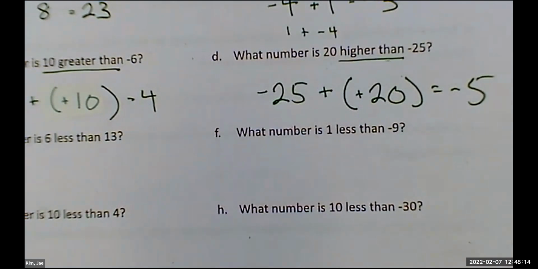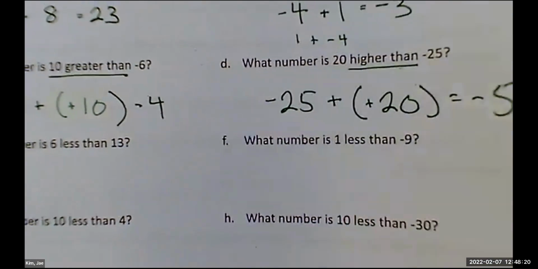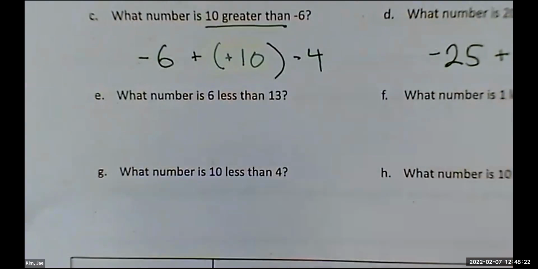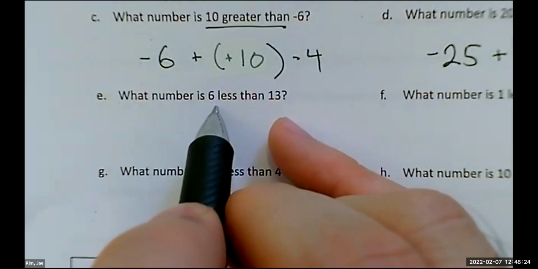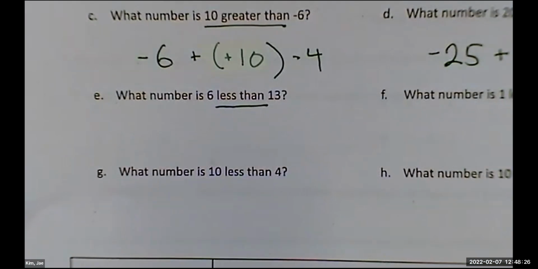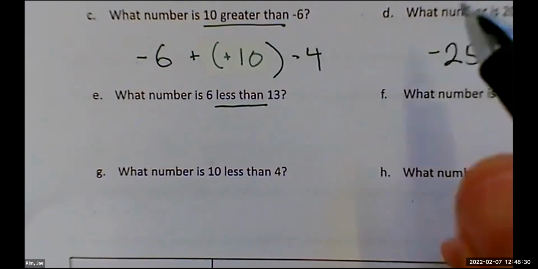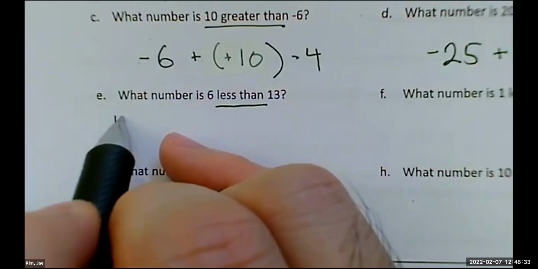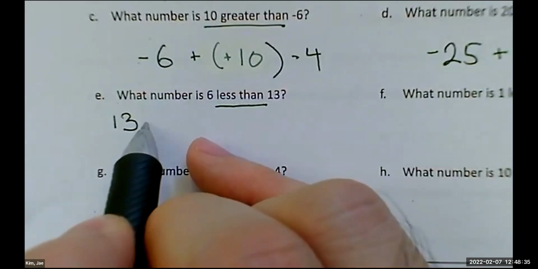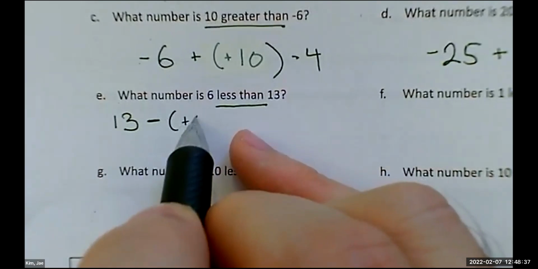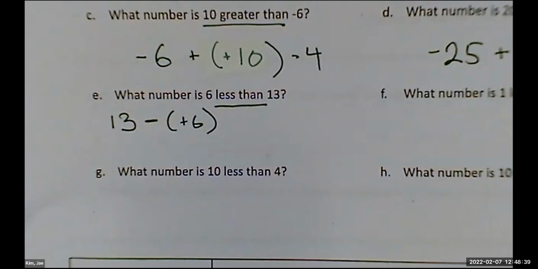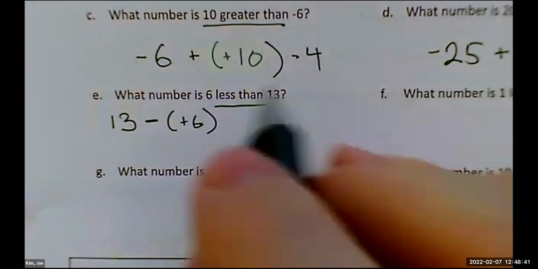It might seem simple, but again, if I change a single word, all of a sudden the order becomes really important. Here's an example. What number is 6 less than 13? So if you interpret the wording of it in English, it would be you start with 13 and I am less than by a positive 6. So it's basically 13 minus 6, which is 7.